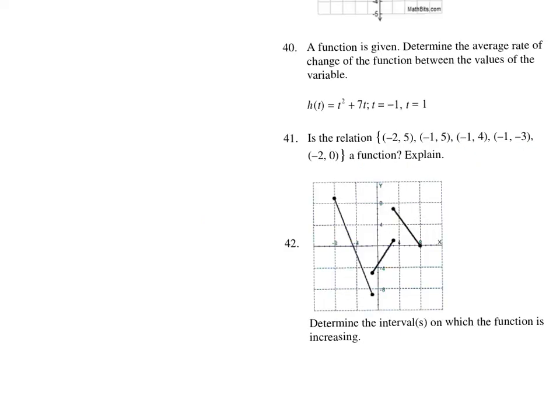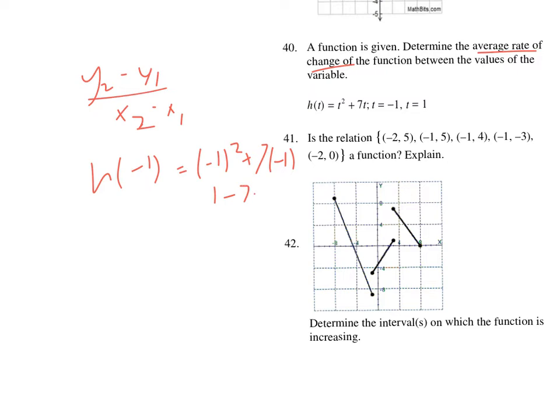All right, next one here is asking for the average rate of change. So that's going to be y2 minus y1 over x2 minus x1. It's just the slope. They gave me my x values here, or they're really t values, but same idea. So I do need to plug those in to figure out my y values, or my h values in this case. So this is going to be negative 1 squared plus 7 times negative 1. So it's 1 minus 7, which is negative 6. And then for h of 1, I get 1 squared plus 7 times 1. So that's 1 plus 7, which is 8.